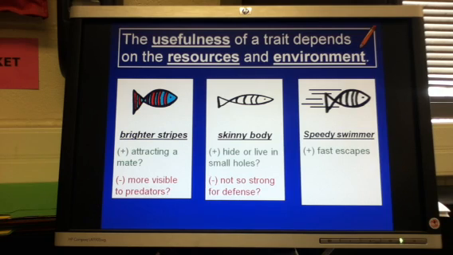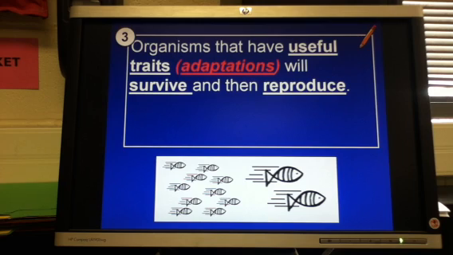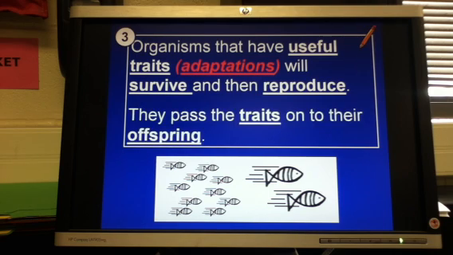The speedy swimmer is better able to escape quickly from predators. However, it needs lots of energy or food in order to swim as quickly as he does. All right. Number 3, organisms that have useful traits, which of course are called adaptations, will survive and they will produce, just like this picture at the bottom. They pass the traits on to their offspring.